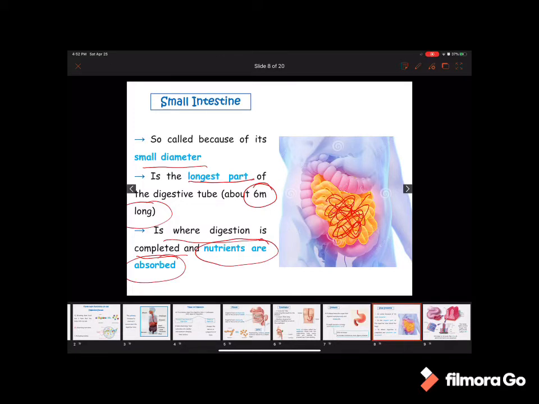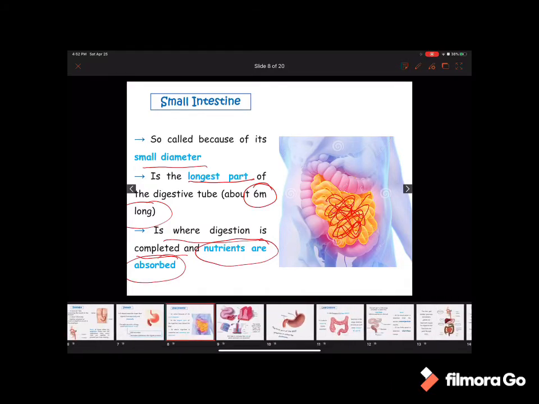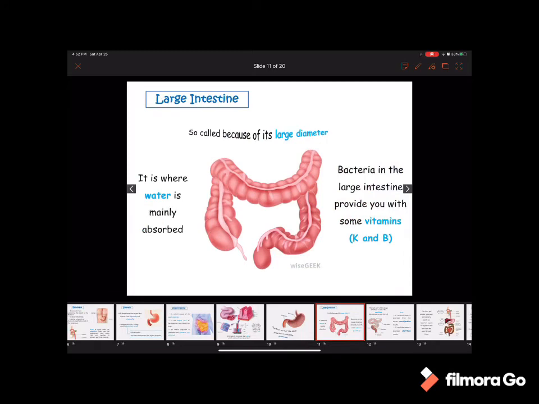So now you guys are going to tell me, if the digestion ends in the small intestine, what is the point of the large intestine? It's very important, guys, and let me tell you why. The large intestine is very important because first, it's where water is mainly absorbed. Although the nutrients are absorbed inside the small intestine, the water is absorbed in the large intestine.